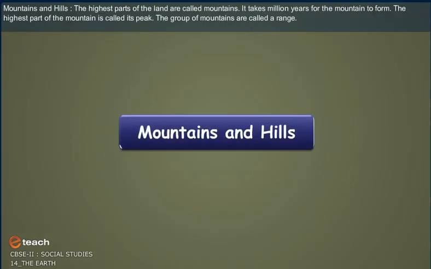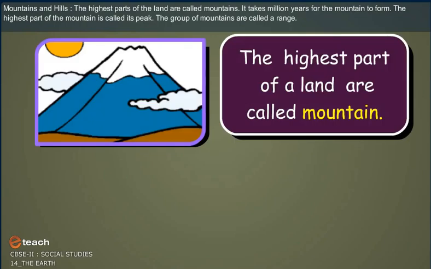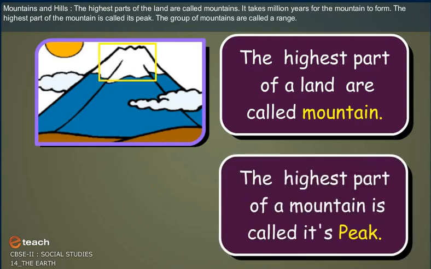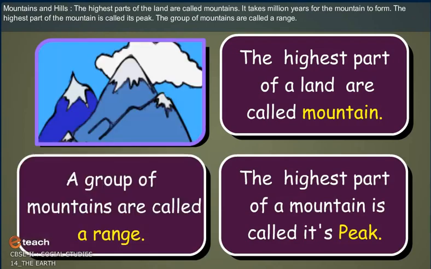Mountains and hills. The highest parts of the land are called mountains. It takes millions of years for a mountain to form. The highest part of the mountain is called its peak.